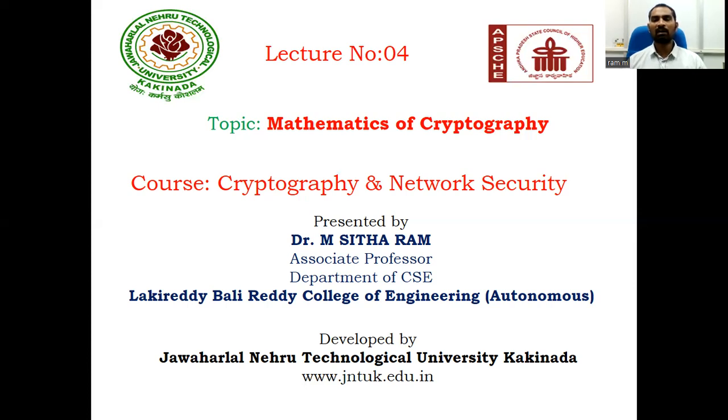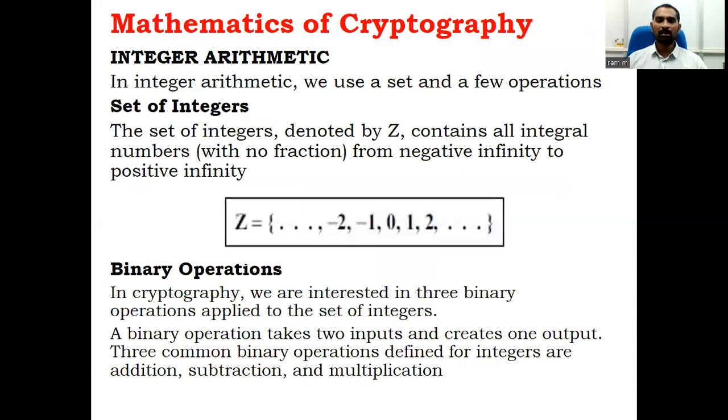Similarly, we are going to have Euler's theorem, Fermat's little theorem, and the Chinese remainder theorem. These will also have logarithms. There will be many things. But here in the first unit, we'll just learn about the basic mathematics that is required for cryptography. So we'll start with integer arithmetic. In integer arithmetic, we are going to see what the set of integers is and what different binary operations we are going to apply on the set of integers.